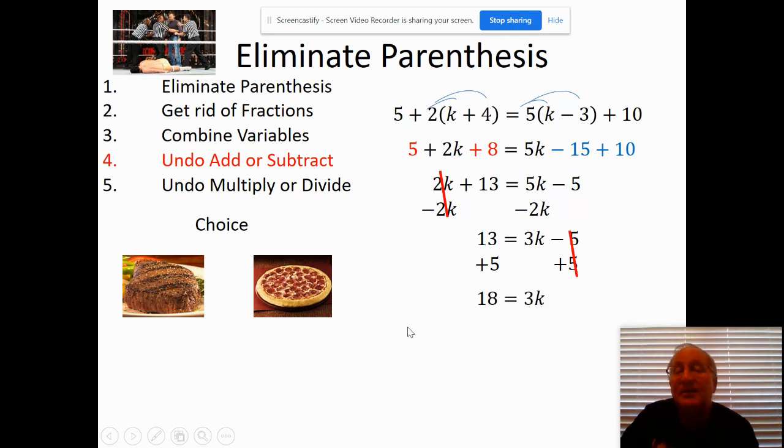13 and 5 is 18. Now I have 3k, so I'm going to divide. I'm multiplying by 3, so I undo that by dividing. So I divide each side by 3. Here the 3's cancel. That's the whole purpose of doing it, to find something that cancels it out by undoing it. And 18 divided by 3 is 6. So 6 equals k.